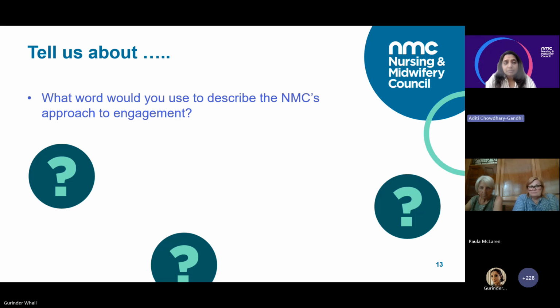So now we have a word cloud, so please try and tell us, those of you who have been involved in this piece of work, how would you describe our approach to engagement so far? How have you found it? You can send multiple responses, but please tell us, because this will help us shape some of our future engagement as well.